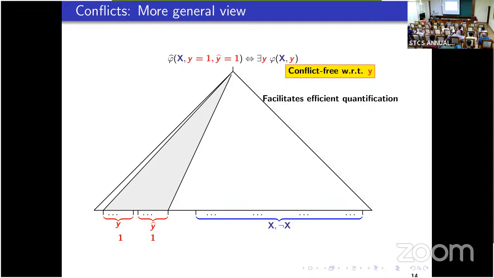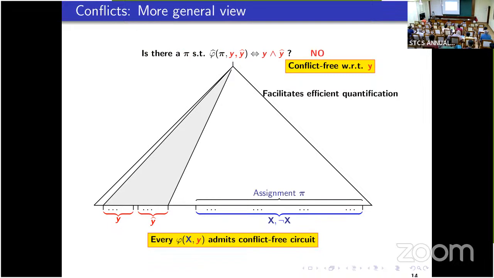So this looks like a sufficient condition for this to happen. And in fact, indeed, this is a sufficient condition, but there's a slight tweak of this which also becomes a missing condition. It's not very hard to see that every phi xy admits a conflict-free form. You just write it out in DNF, for example, this is a canonical form, it's always conflict free.